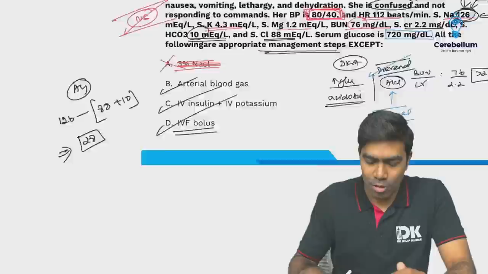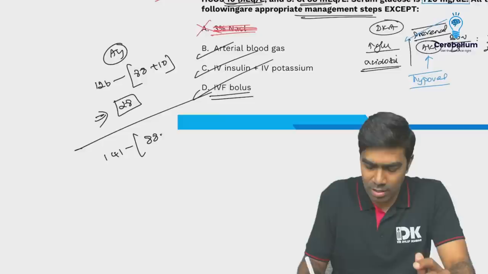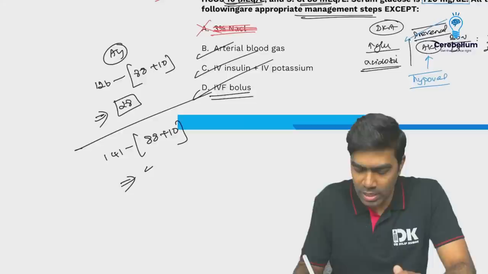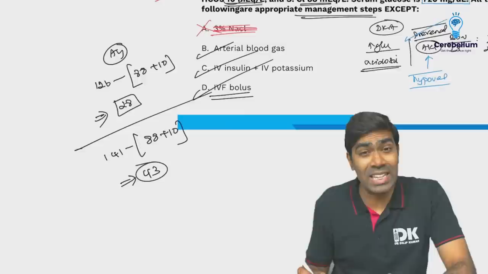But if you use corrected serum sodium, what is the anion gap? 141 minus 88 plus 10, right? So what will be the answer? Here it will become 42. My God. Okay, look at the answer here. It is 42, 43, right? Yeah, 43. That's the anion gap. 43 is the anion gap.